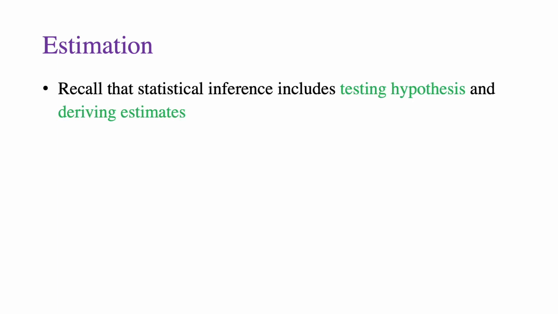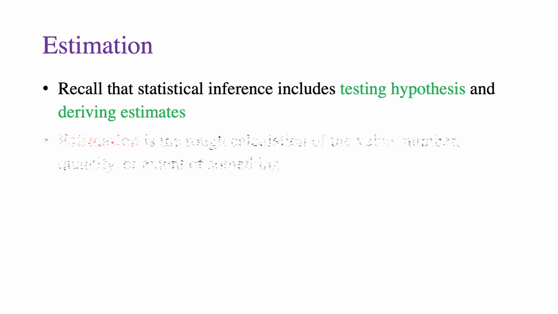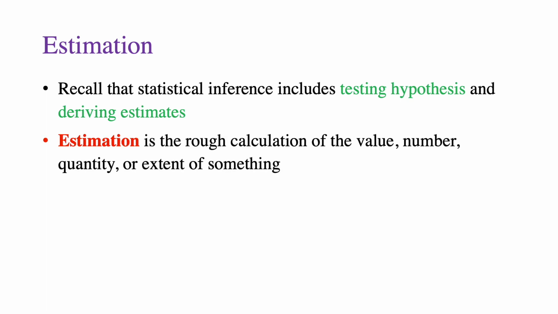Next, we talk about estimation. So recall from earlier that statistical inference also includes hypothesis testing, which I'm going to talk about in the next video, and deriving what we call estimates. To define what estimation is: the rough calculation of a value, number, quantity, or extent of something. So it's not exactly the same actual value, but just a rough calculation of it.